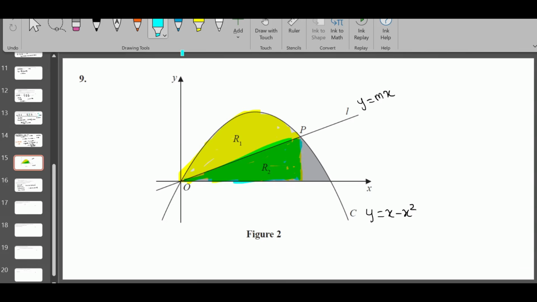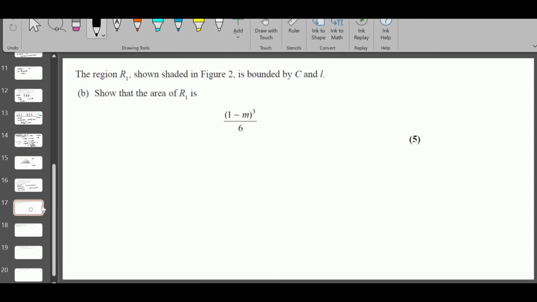Right? Subtract them, you will get R1. So that's what we are going to do. The function on top is a curve. The function at the bottom is a straight line. So R1 is equal to the integral from 0 to the x coordinate of P, the curve minus the straight line, dx.